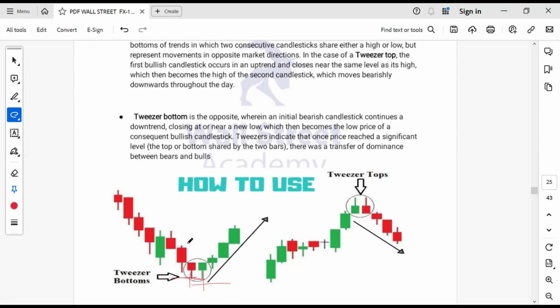A tweezer top happens to be the opposite. If the tweezer bottom happens in a downtrend, the tweezer top will be at an uptrend. You understand? And you see that it looks like a double hammer. After this hammer and that one, you confirm before you go in for buy on that market. You understand?